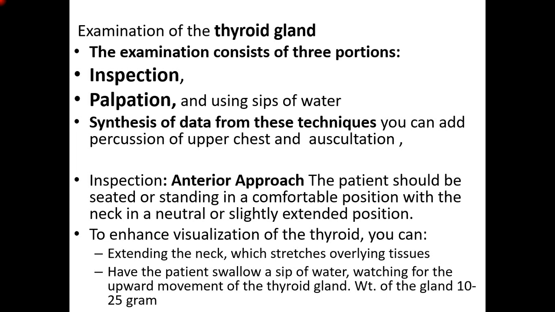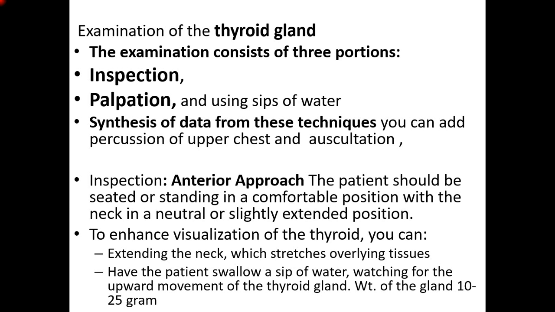Examination of the thyroid gland consists of inspection and palpation. These are the main techniques used, and you have to synthesize these data. Sometimes you can add percussion of the upper part of the chest when the patient has a big goiter. Goiter means enlargement of the gland, a big goiter with retrosternal extension. So you may need to percuss the upper part of the chest, or you may need to auscultate the thyroid gland when the patient has, for example, Graves' disease or thyrotoxicosis, and you may hear a bruit or murmur.